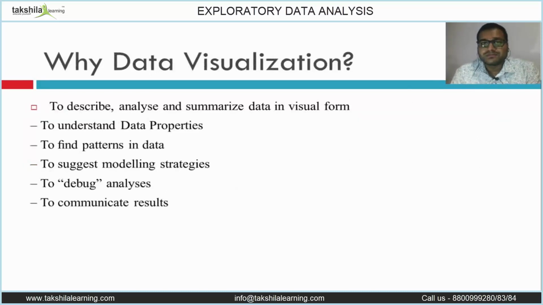Then, why data visualization? To describe, analyze, and summarize the data in visual form, we should always go for data visualization, which will help you understand the data properties. With data visualization you'll be able to find the patterns inside the data. It will even suggest which kind of modeling strategy you should choose.